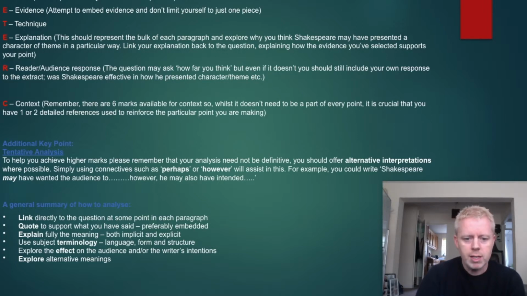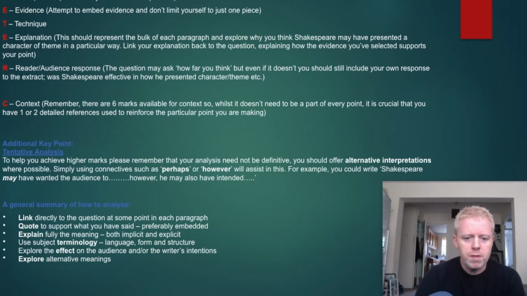Link directly to the question at some point in each paragraph. Use the language of the question or synonyms for it. So, you know, you've got the word powerful in the question, so talk about manipulative as a synonym for powerful in the context of the witches.